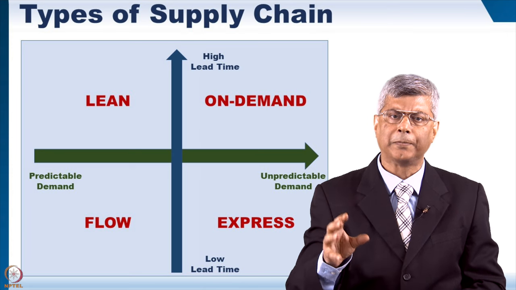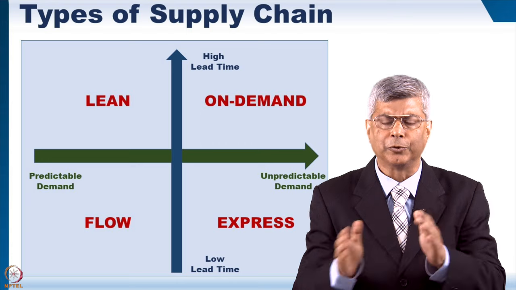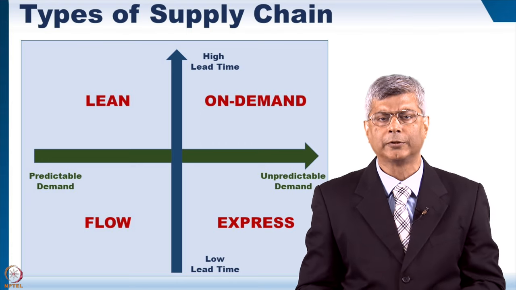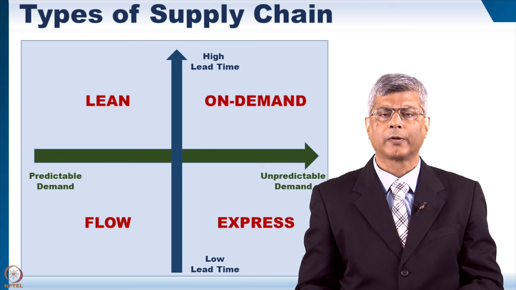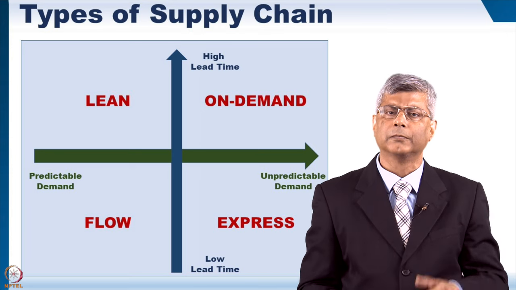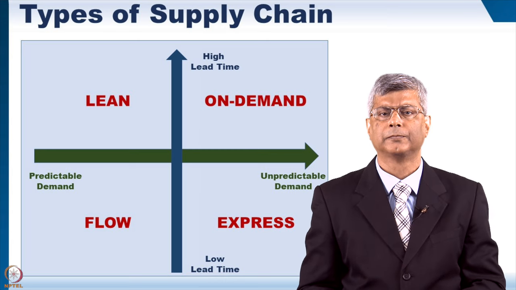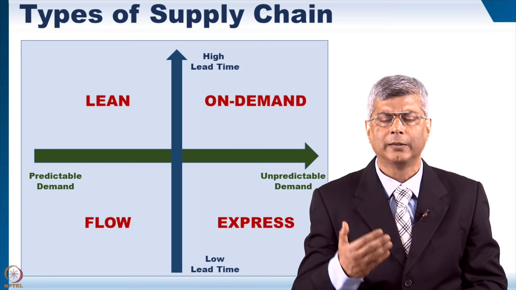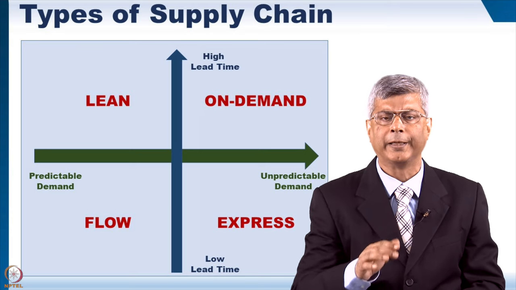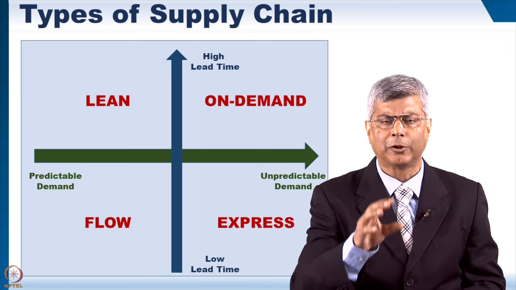So it's unpredictable demand and high lead time. High lead time basically means you've got time to respond. When you get an aeroplane order or a ship order or a large customized tank order, you have a lead time of years sometimes. Because the army will not want it overnight, or the Air Force will not want it overnight. So it's high lead time. You've got time to make it. Demand, as and when the government places an order, and therefore it's on-demand supply chain.